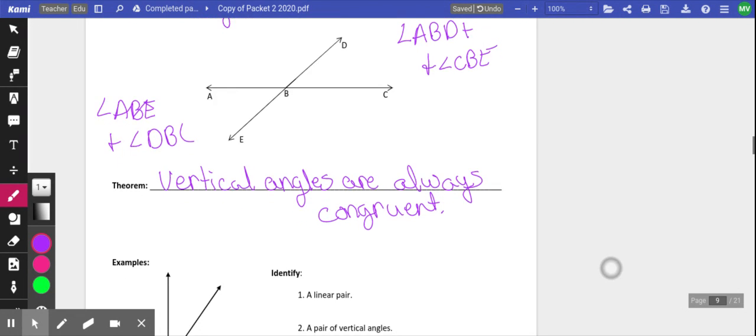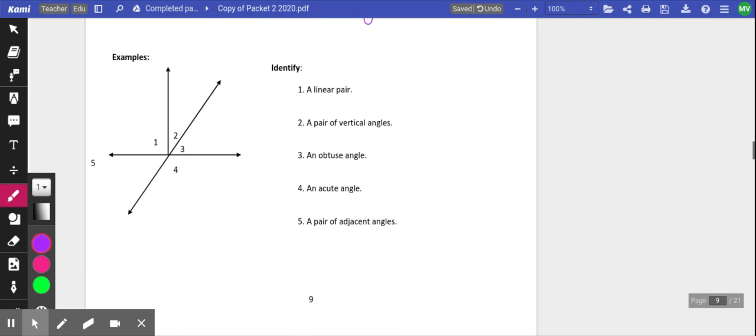So now let's do some example problems. A linear pair. Pair means two. So our linear pair is angle 3 and angle 4. Vertical angles have to be across from each other when we form an X. So a pair of vertical angles aren't really labeled. It would be angle 3 and angle 5. I think the 5 got left off because they intersect. There's my X, and it has to be across from each other.